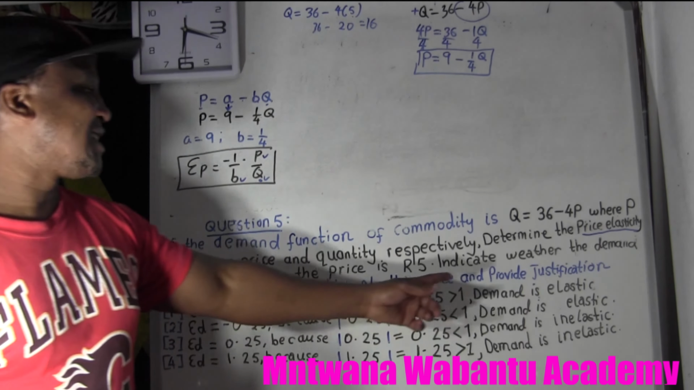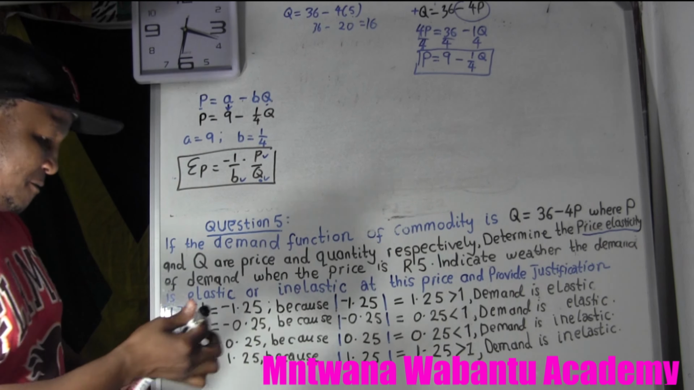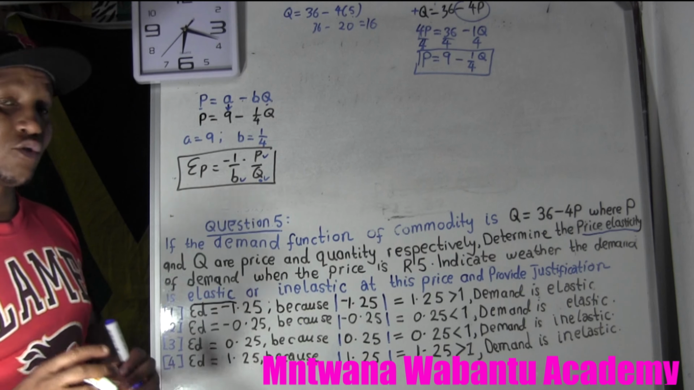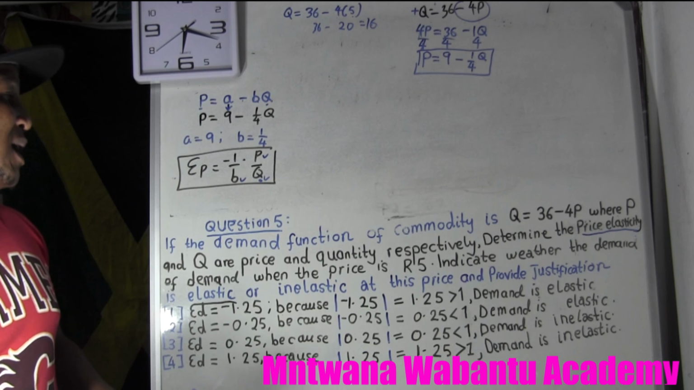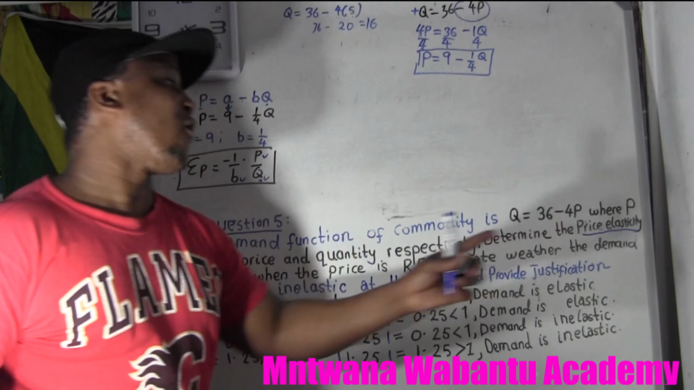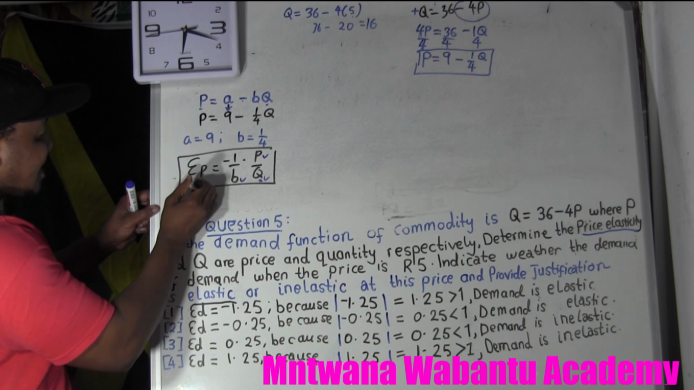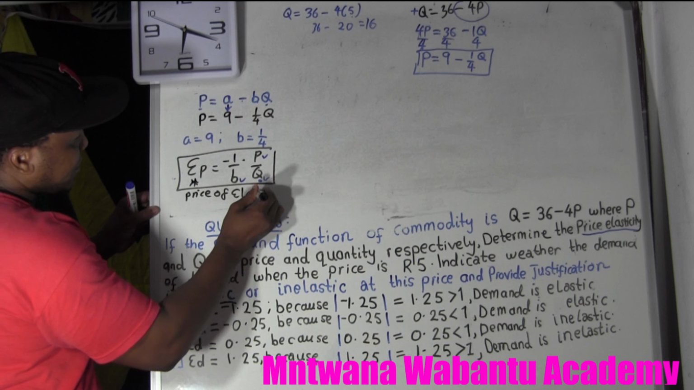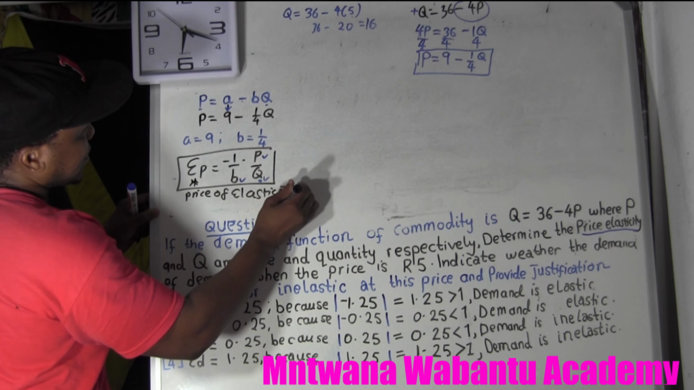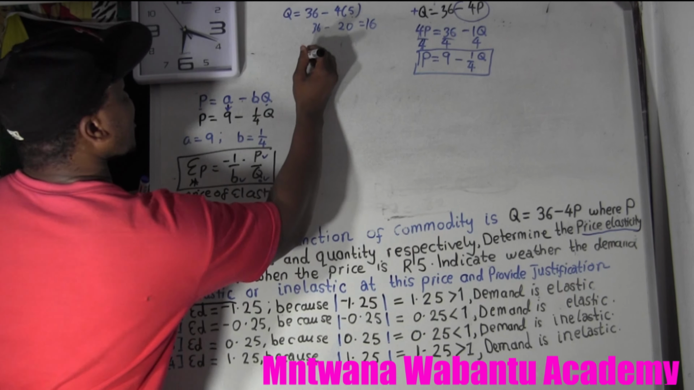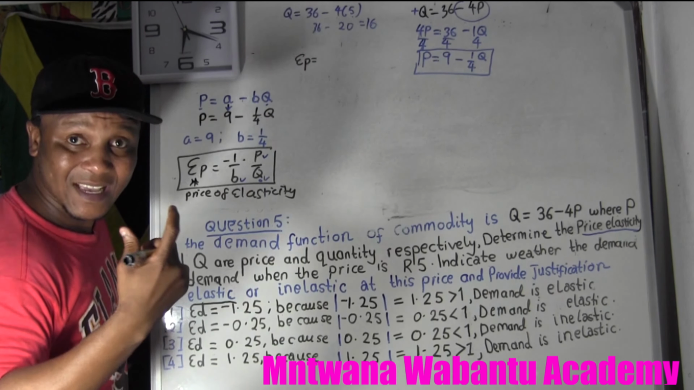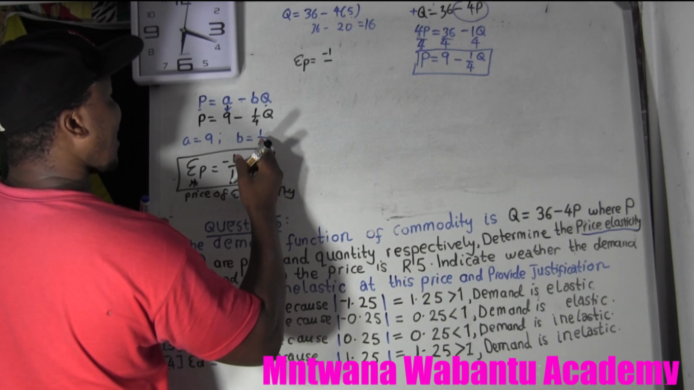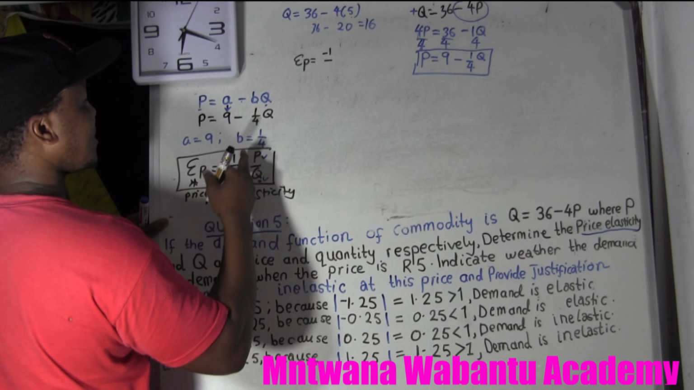So now I want to indicate whether the demand is elastic or inelastic. I'll show you how to determine that, but for now, let's first find the price elasticity. So this represents the price elasticity. Let's get it, because I have all the information. The price elasticity equal to negative 1 over B. What is B? My B equal to 1 over 4.